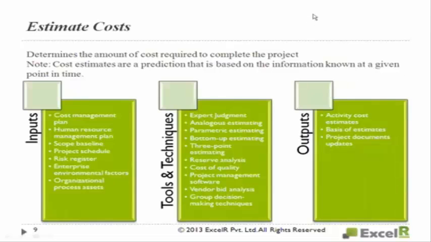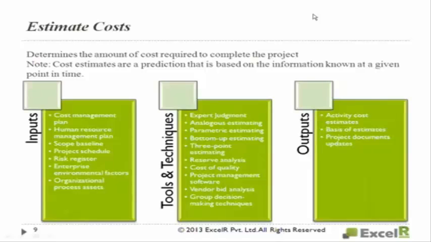Okay. So now we are going to the second process, estimate cost. So here you will estimate cost at an activity level or at a work package level as per the convenience, as per the size of the project. If your size of the project is small, normally these estimate costs and the developed budget will be almost the same. You will be doing it as one activity. Okay. So you will determine the amount of cost required to complete the project. It can be at an activity level. It can be at a work package level.